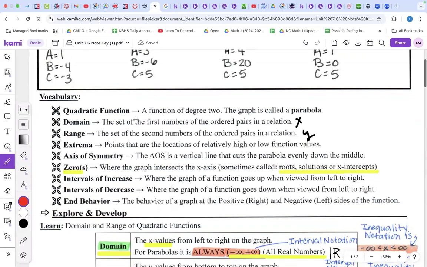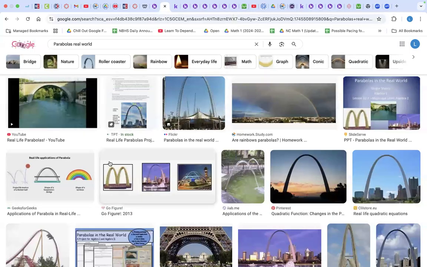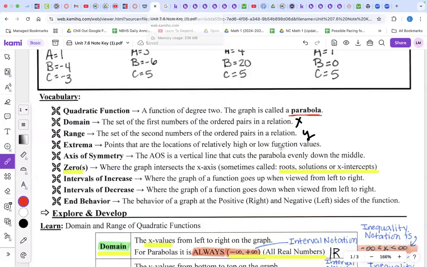Here are some definitions that we are going to use today. Quadratic function, a function of degree 2. The graph is called a parabola. That's what we were talking about. That's all of those shapes that you saw here. Again, you see the word right here, parabola. All right, so the graph is called a parabola.